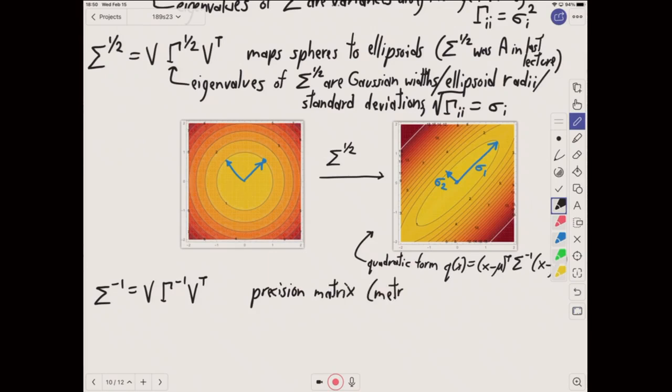By the way, if you don't know what a metric tensor is, don't worry about it, but if you've seen that kind of math, maybe this is helpful a bit. And what it does here is it defines the isocontours of our Gaussian.